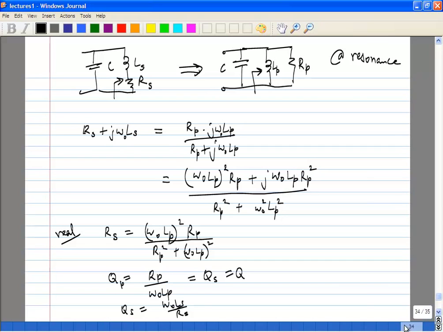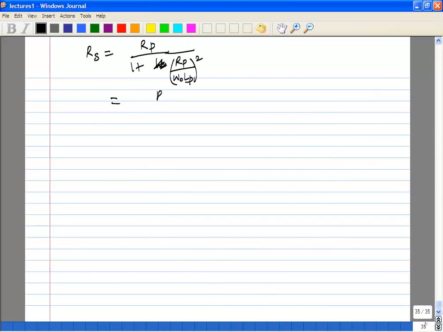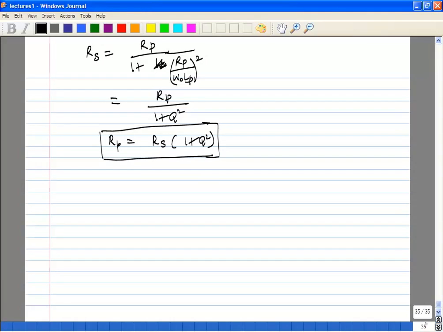And remember, I think we just did this at the beginning of class: if you have any network R plus jX, the Q is the imaginary part over the real part. In our case, we have R and omega naught Ls, so it's omega naught Ls over R. And what is this? This is nothing but RP over 1 plus Q square. So in other words, you can think of it as RP equals RS into 1 plus Q square. So this is the result we want, right? We are trying to find RP in terms of RS.